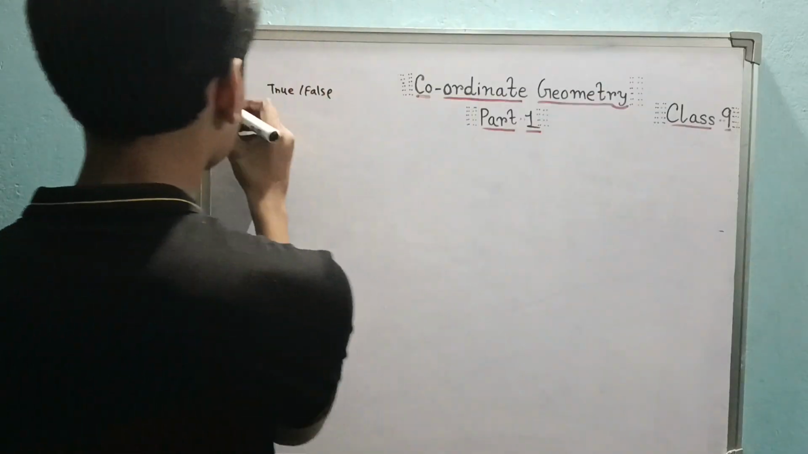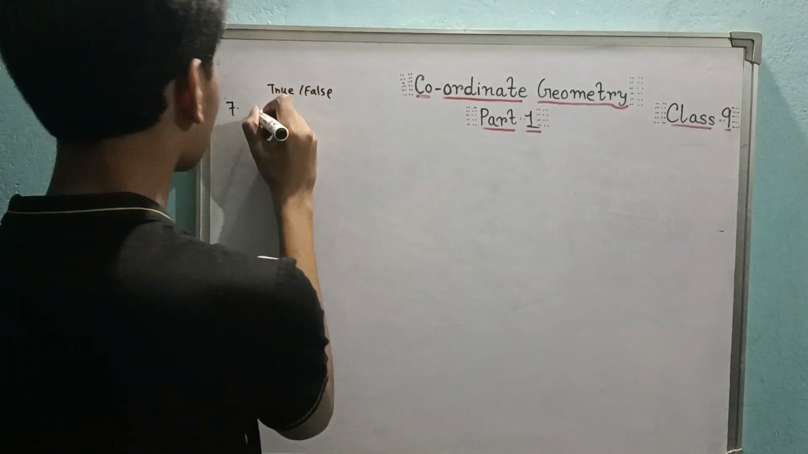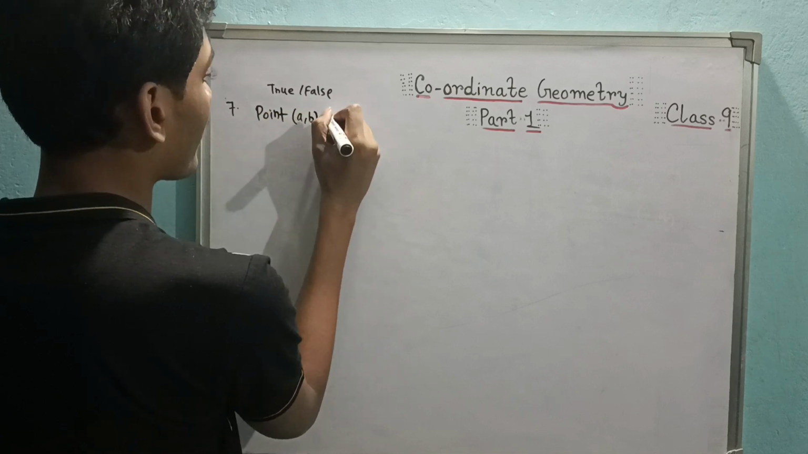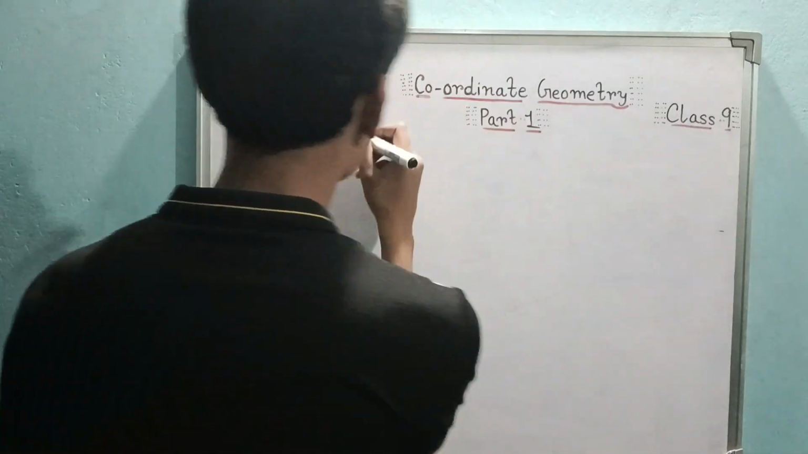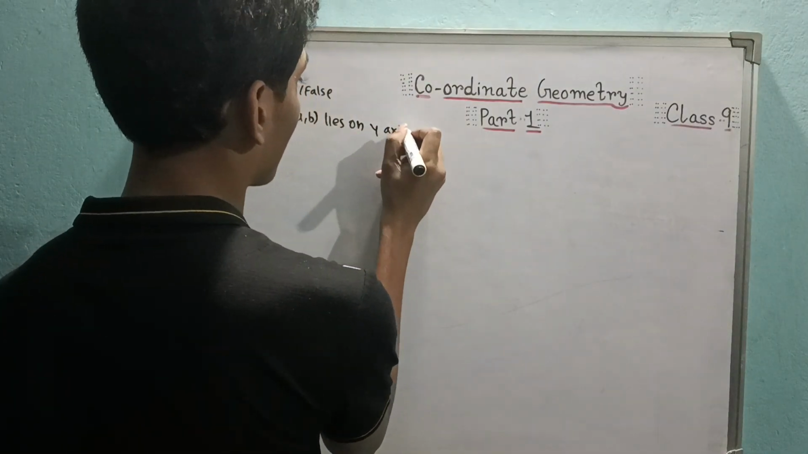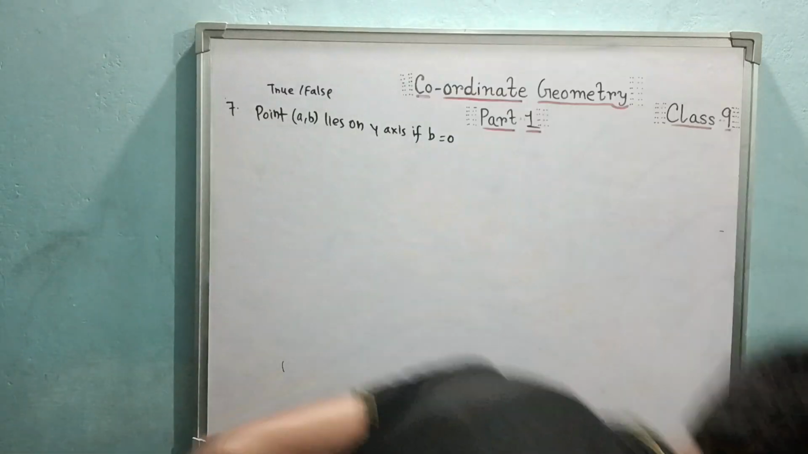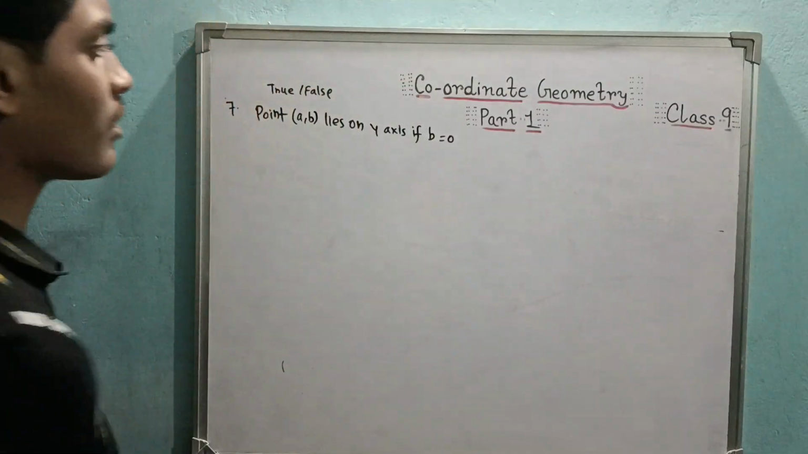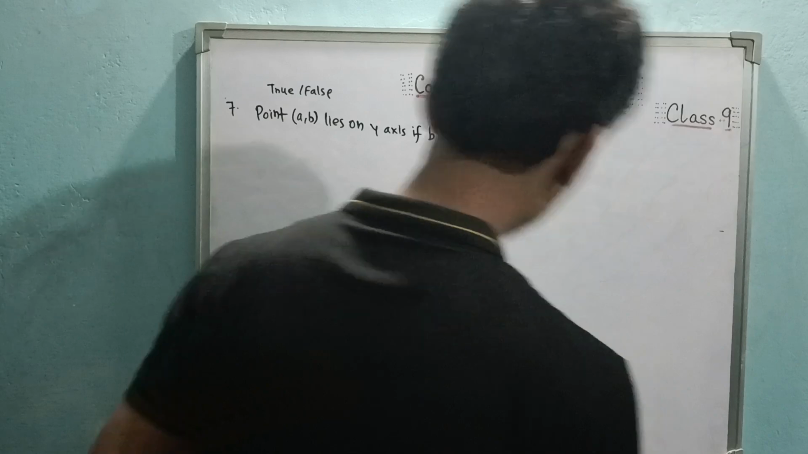Question 7. Another true false. Point AB lies on y-axis if b equal to 0. Okay, let's see. It's y or x? Okay, it's x actually.